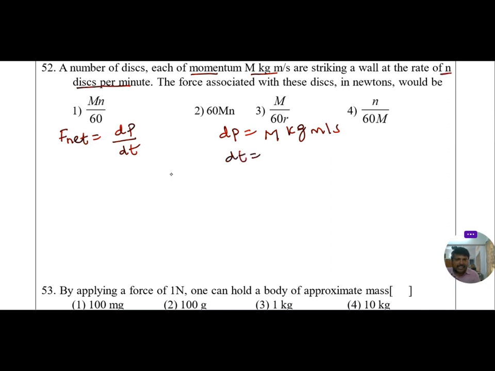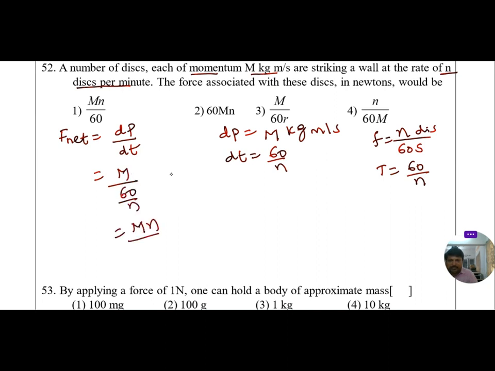Here at the rate of n discs per minute, in the place of minute write seconds. So number of discs per 1 second is nothing but frequency. Frequency equals n by 60, then time period is the reciprocal of frequency, that is 60 by n. So substitute time equal to 60 by n. So it is equal to m divided by 60 by n, that is mn by 60. So option 1 is the right answer. Let's go to the 53rd question.